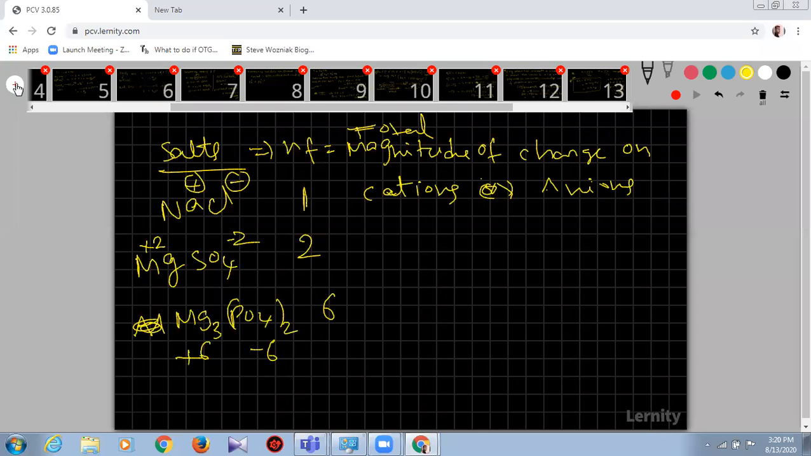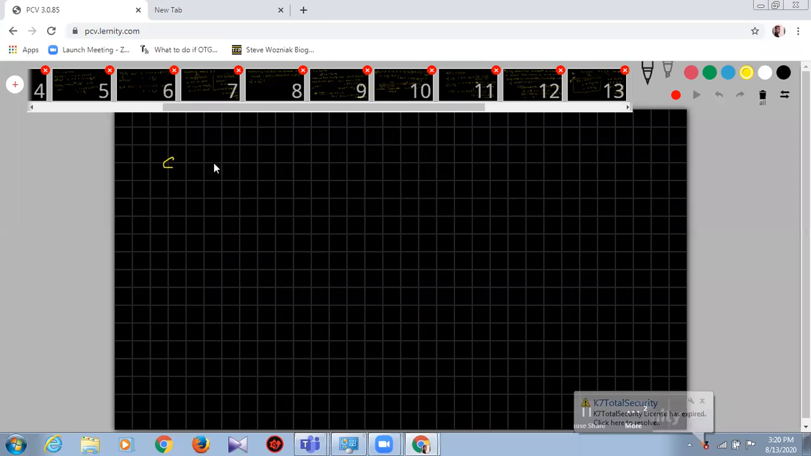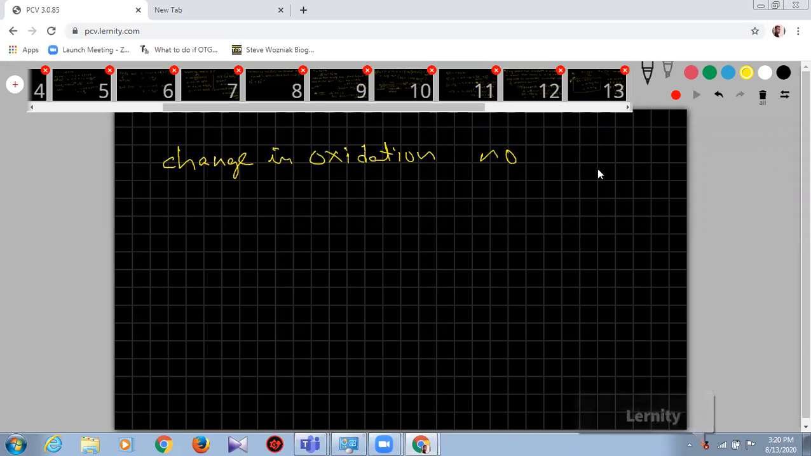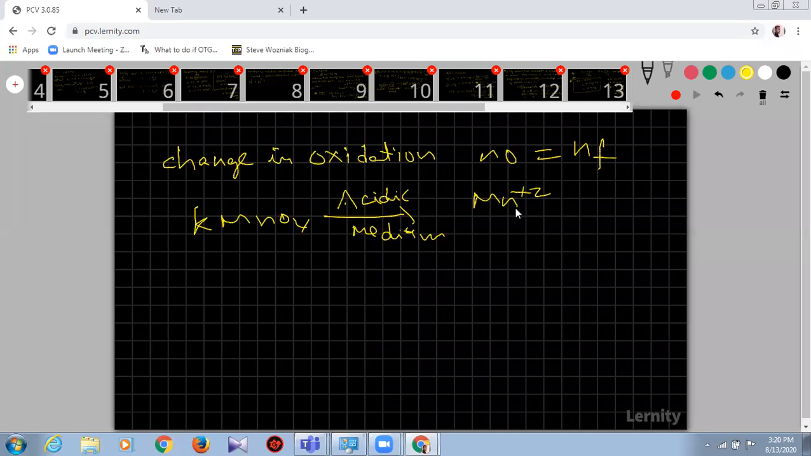And there is one more possibility for the n factor: the change in oxidation number is also the n factor. Suppose you react potassium permanganate in acidic medium. It will convert into Mn plus 2. I hope you now know how to calculate the oxidation state. Here it is plus 7, converting into plus 2. What is the n factor? The difference, the change: 7 minus 2. The n factor is 5.